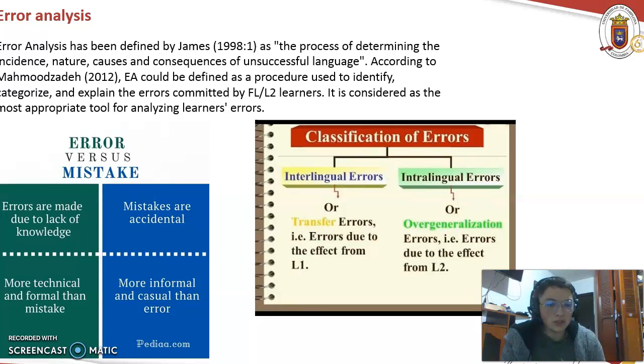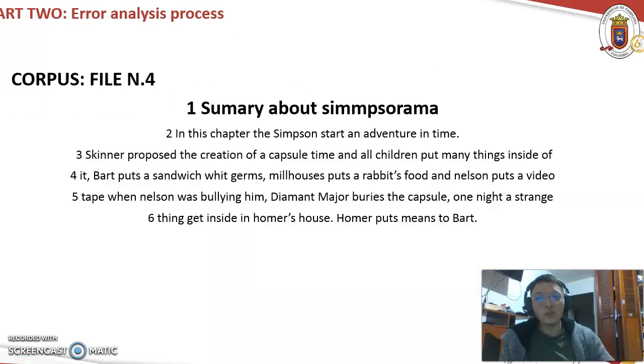Interlingual is the interference of a native language with the second or foreign language. And interlingual errors are more like the errors or mistakes made by applying the knowledge of the rules, or the set of rules, of the target language.